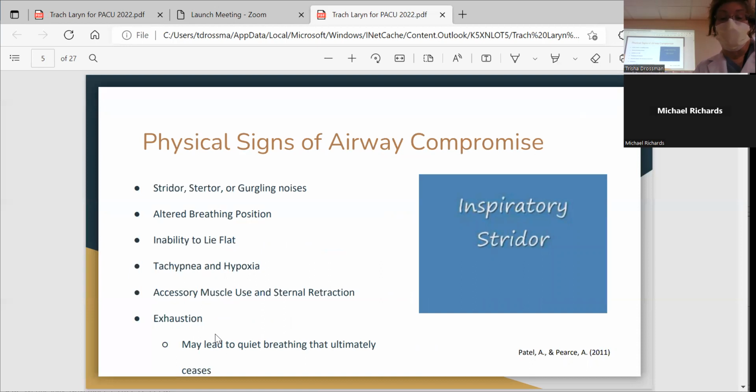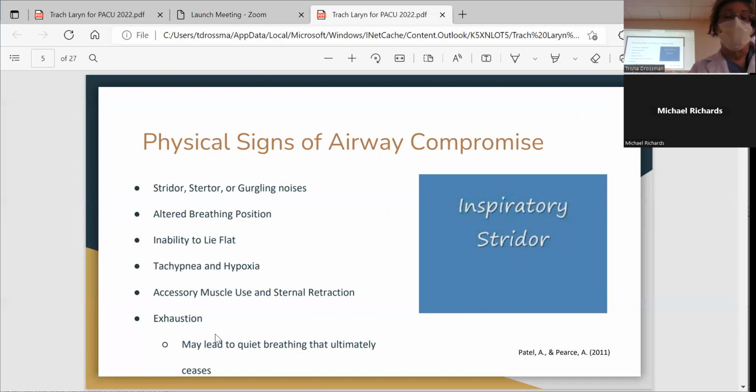So the physical signs would be any stridor or stertor, where wheezing is happening either above or below the glottis, gurgling noises, and altered breathing position. You might see this in COPD patients, who do three-point position breathing, leaning forward to optimize their breathing. These patients will be sitting very much upright, not tolerating laying flat at all. Tachypneic as well as hypoxic. You've probably seen all these as well. Accessory muscle use, sternal retraction, probably not too much nasal flaring, but basically using accessory muscles like you'd see with a COPD patient or an asthmatic patient, status asthmaticus.